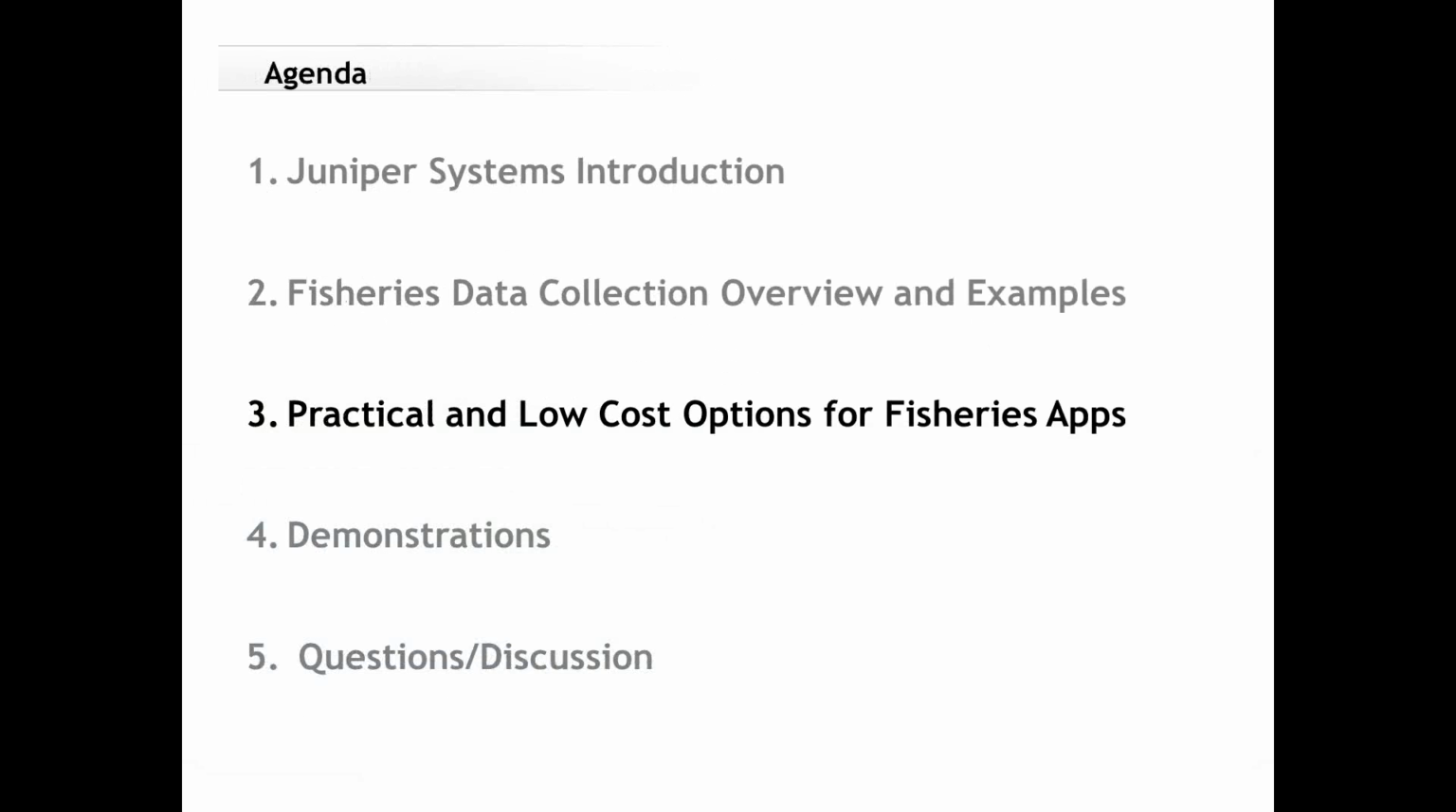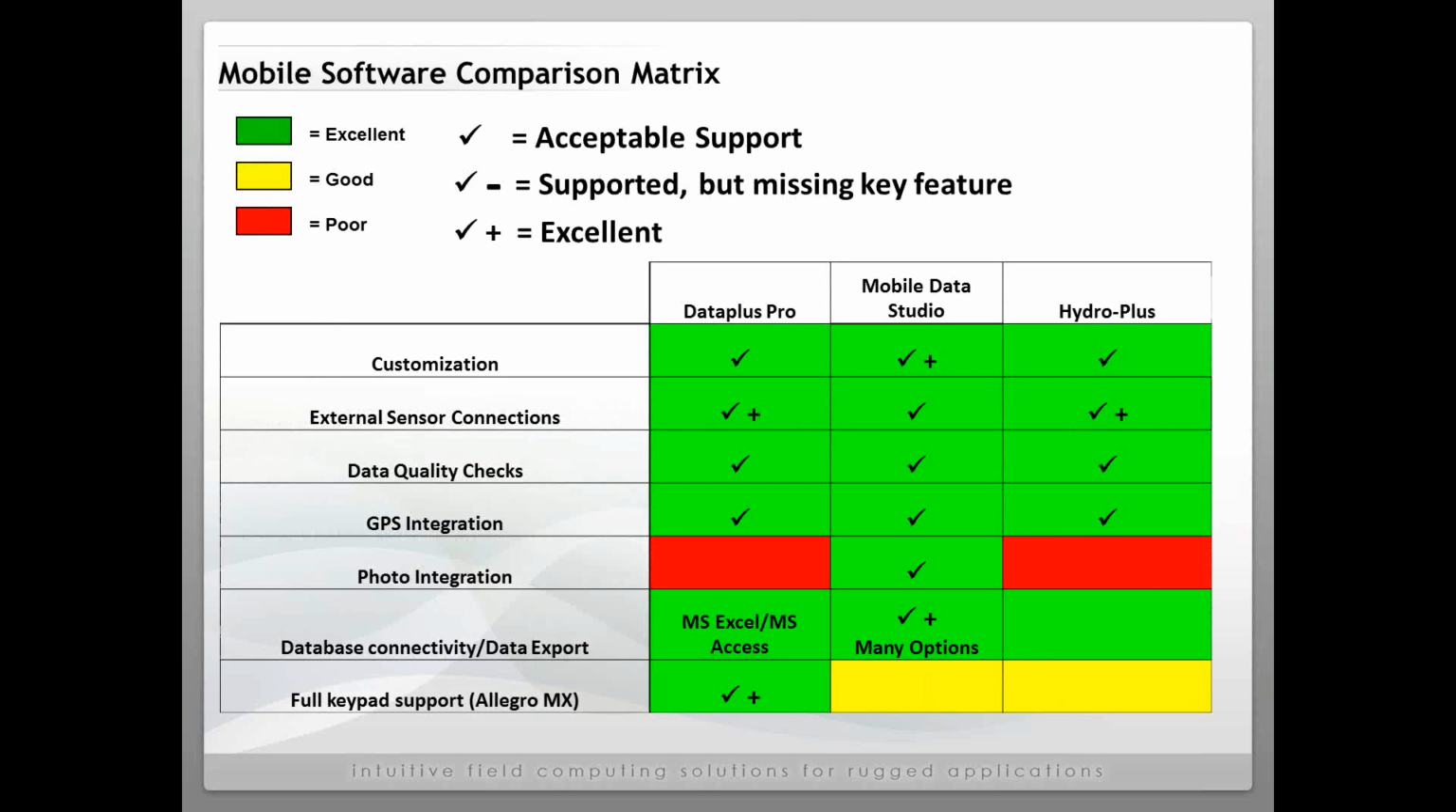All right, so moving through our agenda pretty quick. Like I said, we want to keep most of the time available for demos. The last thing we're going to talk to before those demos is going to be just this mobile software comparison matrix. We just made a simple matrix here, and it's a lot of information, and no need to digest everything, because we will make this available on a recorded video at the end of the webinar as well. But we're going to be looking at a couple of different software applications. One is called Data Plus Professional, and the other one is Mobile Data Studio. And the third is Hydro Plus.